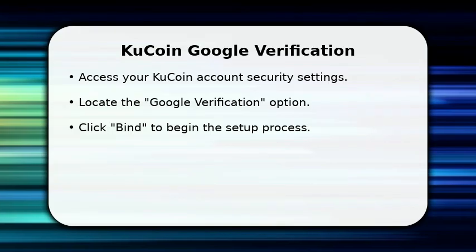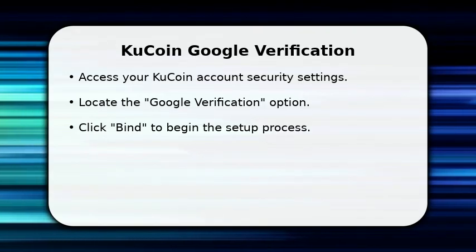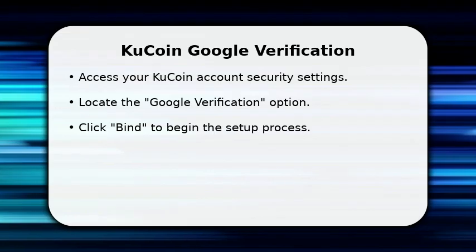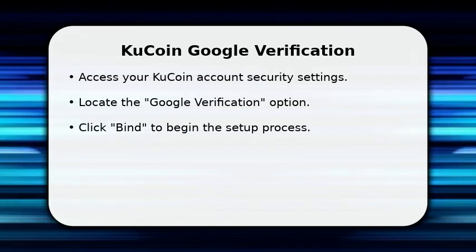In this video, I will show you how to set up Google verification on KuCoin. First, log into your KuCoin account and navigate to the security settings. Once there, you will find the Google verification section. Click on the Bind button to initiate the process. This crucial step enhances your account's protection significantly, adding an extra layer of security against unauthorized access. It's a quick and easy way to safeguard your digital assets.